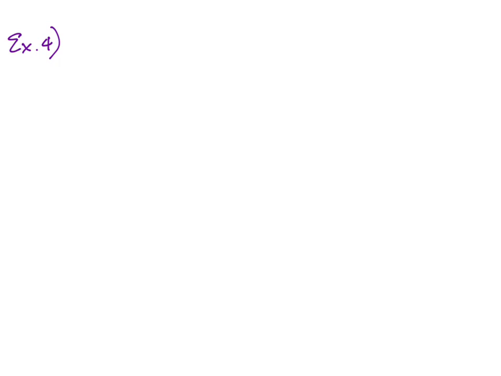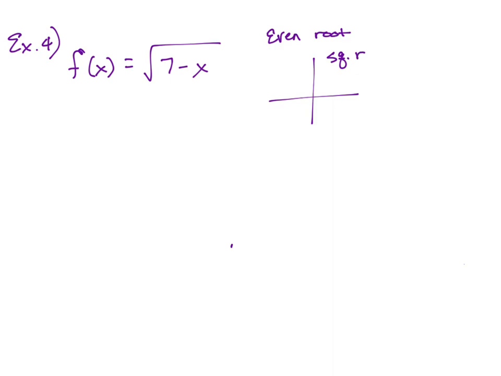All right, so here we have a radical function. f of x is equal to the square root of 7 minus x. This is a square root function, okay? This is an even root. In this case, it's a square root. We looked at the square root functions when y'all took your toolkit function quiz, and you know that it looks like this, and there was a boundary that it could not go beyond.